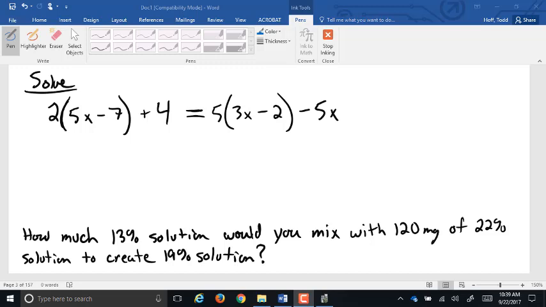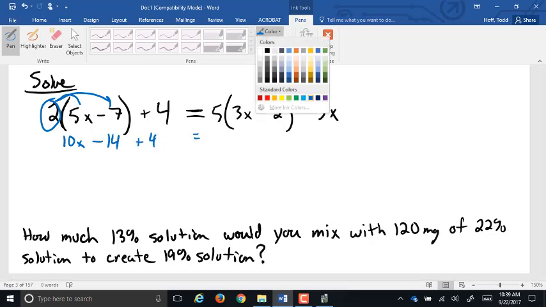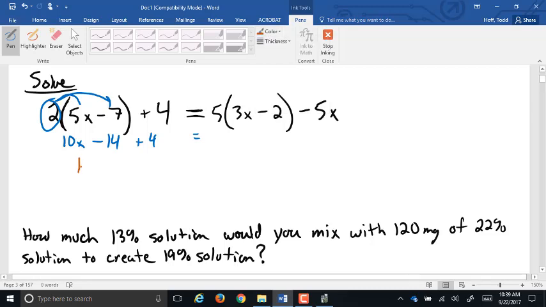So let's take a look at the first one here. Solving the equation. We can simplify each side of the equation separately and then come back and start to solve it. On the left side over here, the parentheses, there's nothing we can do inside of them. So what do we have to do to them? Multiply by the 2. So 2 times 5x is 10x. 2 times negative 7, negative 14. We still have the plus 4 there, which is going to turn this into 10x minus 10. Negative 14 plus 4 is negative 10.